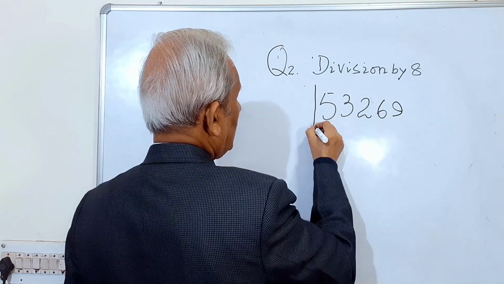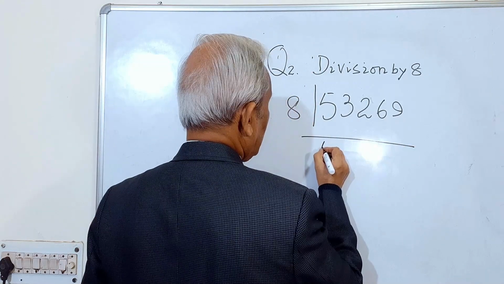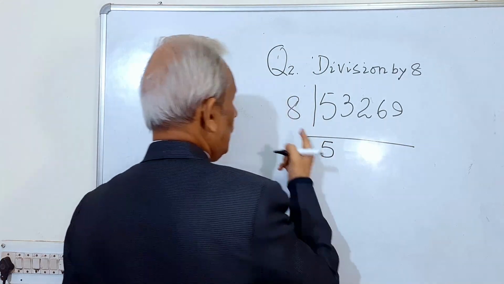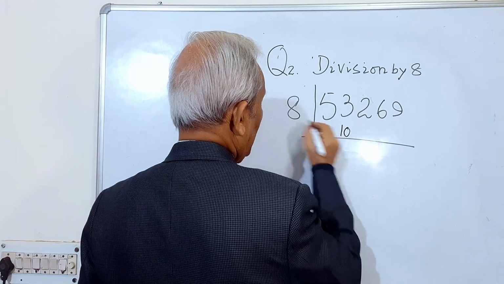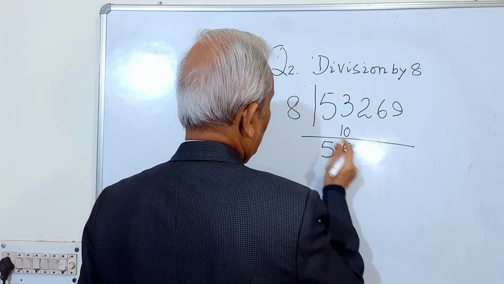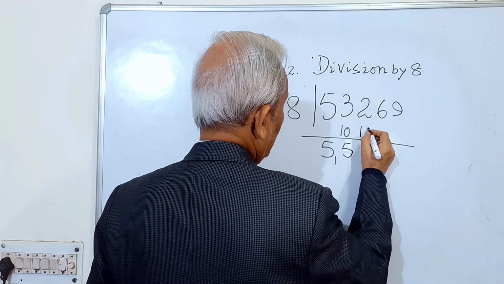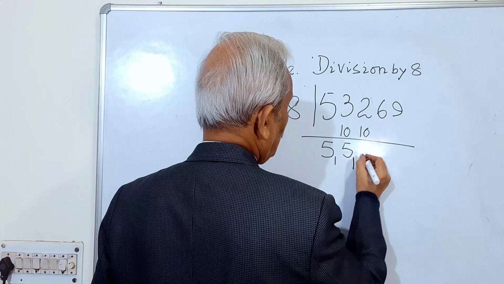Divided by 8. 5 comes as it is here. 5 into 2 is 10. 10 plus 3, 13. 8 goes one time into 8, and what's remaining? 5. 5 into 2 is 10. 10 plus 2, 12. 8 goes one time into 8, and what's remaining?